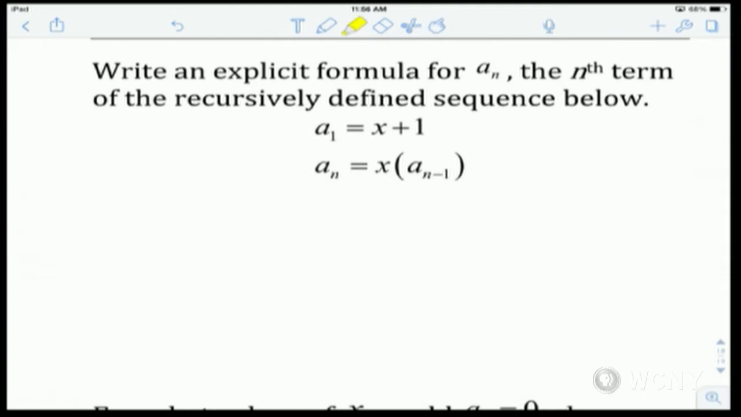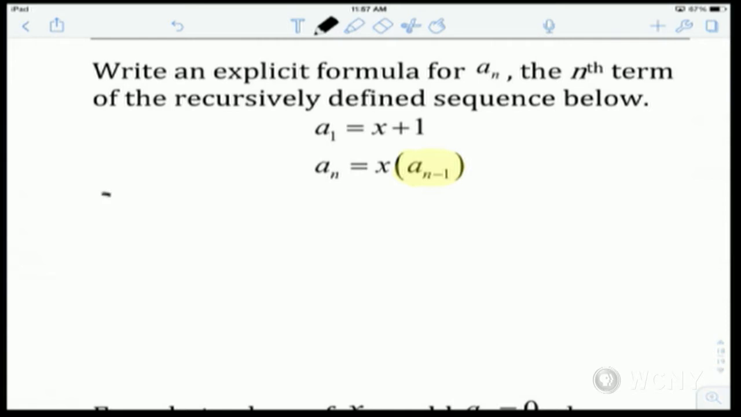I think the trickiest thing here is understanding that that notation, a sub n minus 1, just means the term before it, the previous term. So I always have my students read it that way, x times the previous term. It seems a little less scary. Okay, let's find the pattern in this so we can write an explicit formula for it.